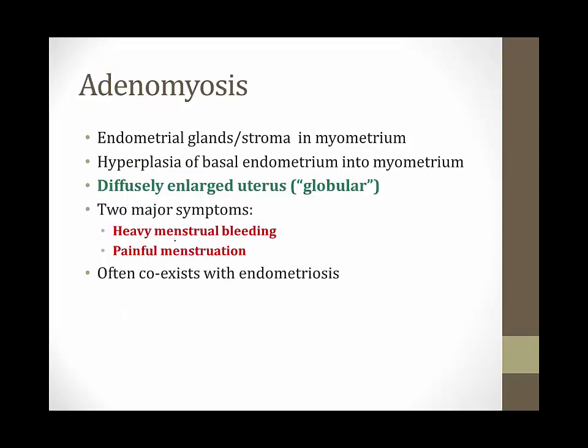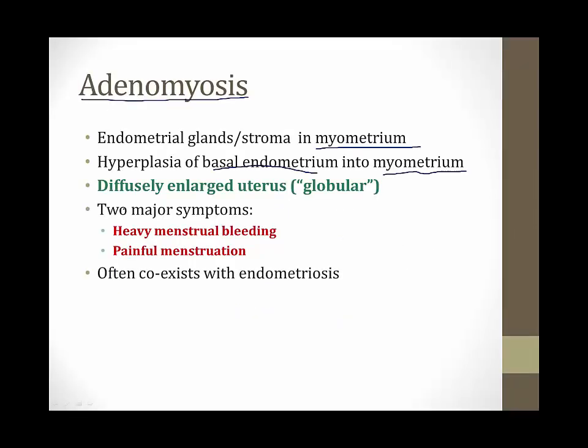A related condition to endometriosis is called adenomyosis. In this condition, endometrial glands and stroma are found in the myometrial layer. This is caused by hyperplasia of the basal endometrial layer into the myometrium. Normally the uterus has 2 layers. There's the endometrium, which sits on top of the myometrium made up of smooth muscle. What happens in adenomyosis is the basal or bottom layer of the endometrium grows down into the myometrium of the uterus.